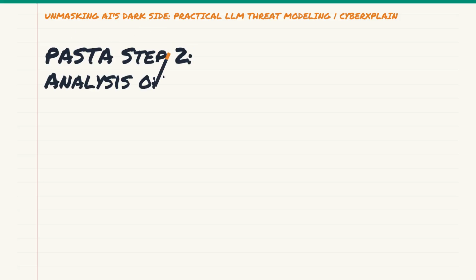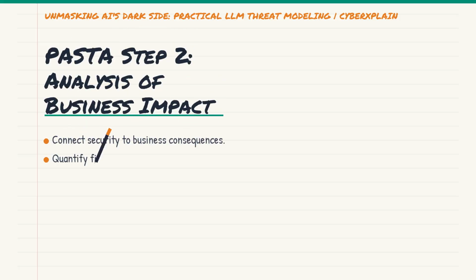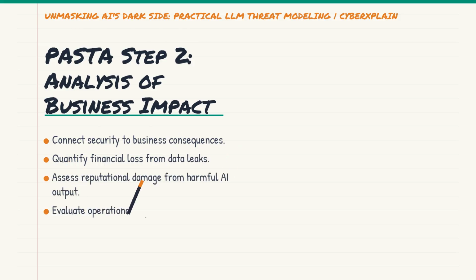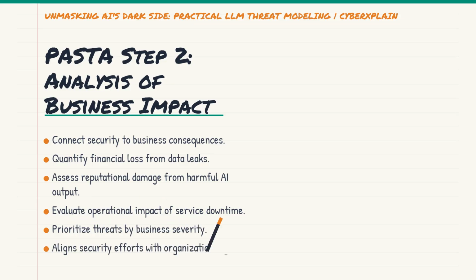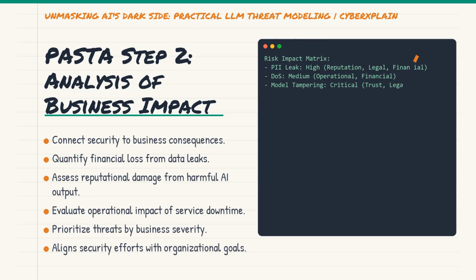Once you know what's in scope, the next PASTA step is to understand the business impact of potential threats. This isn't just a technical exercise, it's about connecting security to the real-world consequences for your organization. What's the financial loss if customer data is leaked? What's the reputational damage if your chatbot starts generating harmful content? What's the operational impact if your LLM service goes down for an hour or a day? Prioritizing threats based on their potential business impact helps you allocate resources effectively, ensuring you focus on the most critical risks first. It's about why this matters to the business.